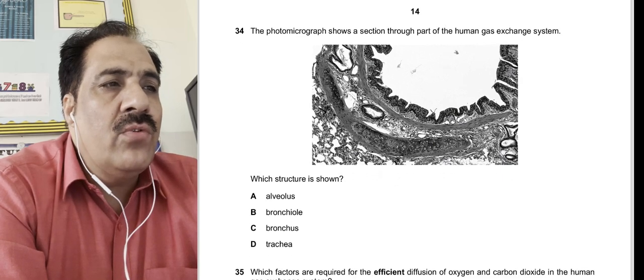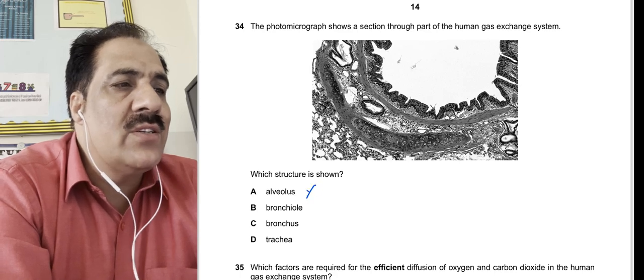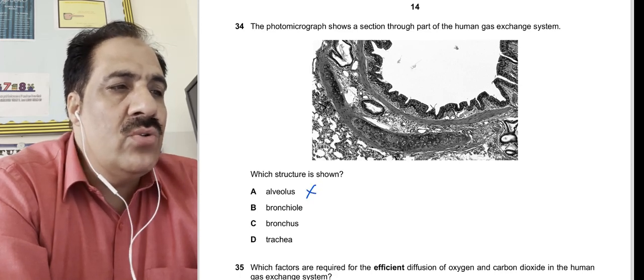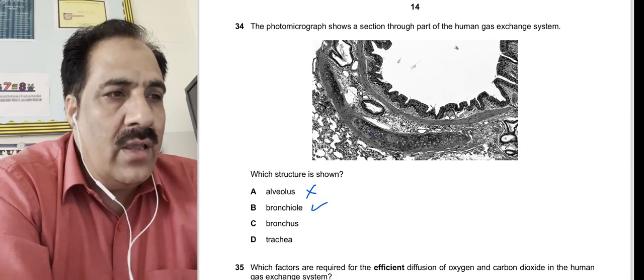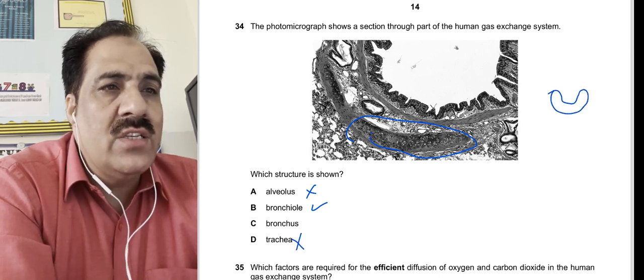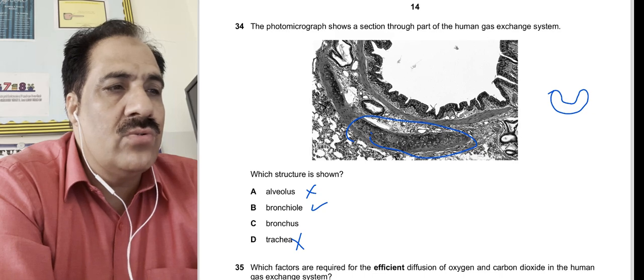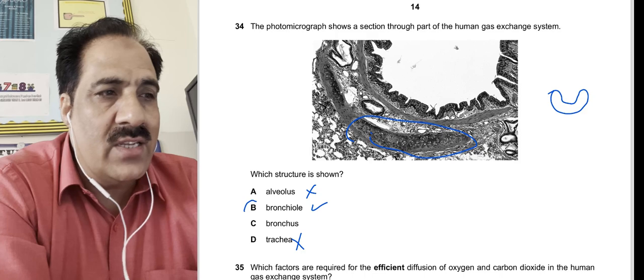Question number 34. The photomicrograph shows a section through a part of the human gas exchange system. Which structure is shown? Is it alveolus? No, because it contains the cartilage and the alveolus are just one cell thick. This could be bronchiole. Why? Because there we can see the cartilage are scattered. There are no C-shaped cartilage as in the trachea, so this is also wrong. And bronchus, we see there are less. Bronchus is not as thick as they have shown it here.